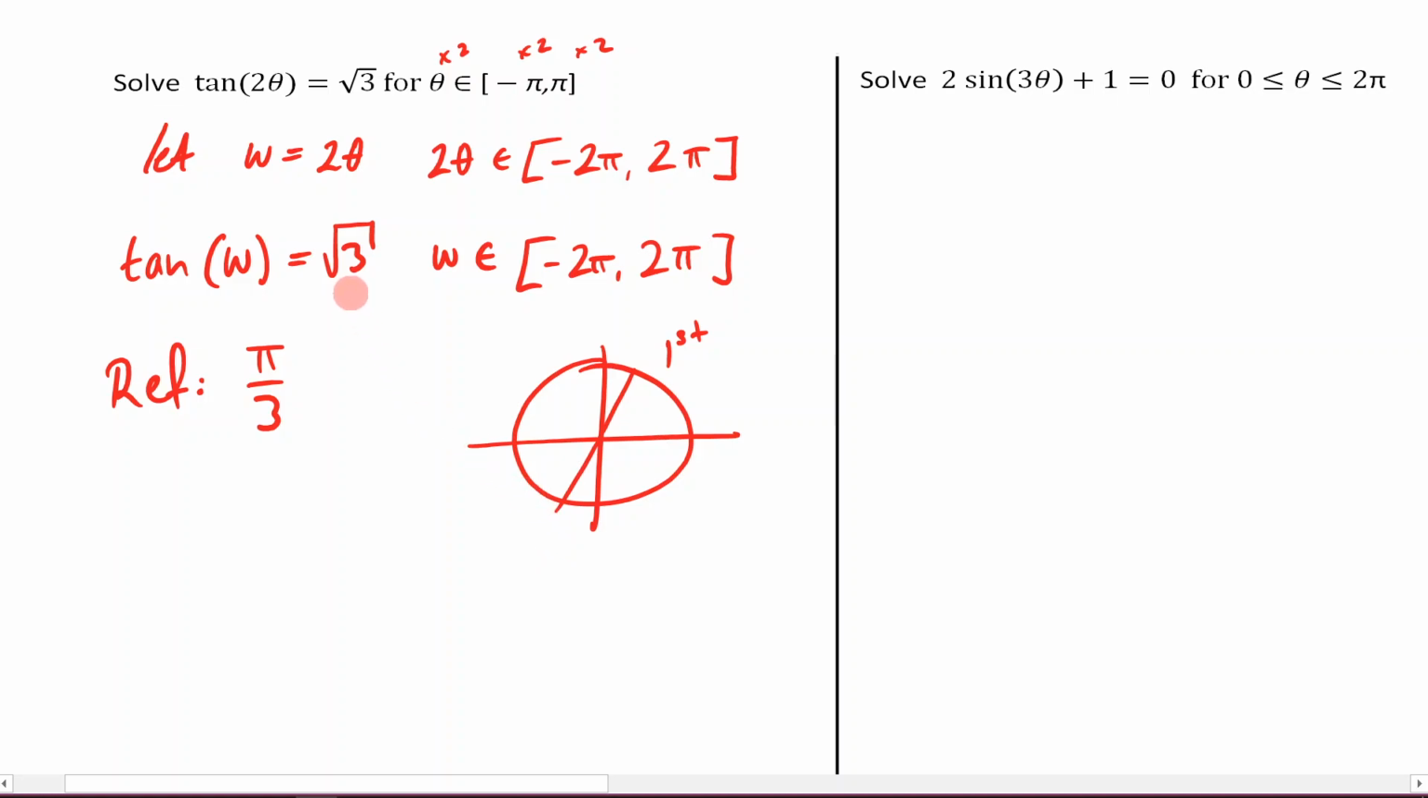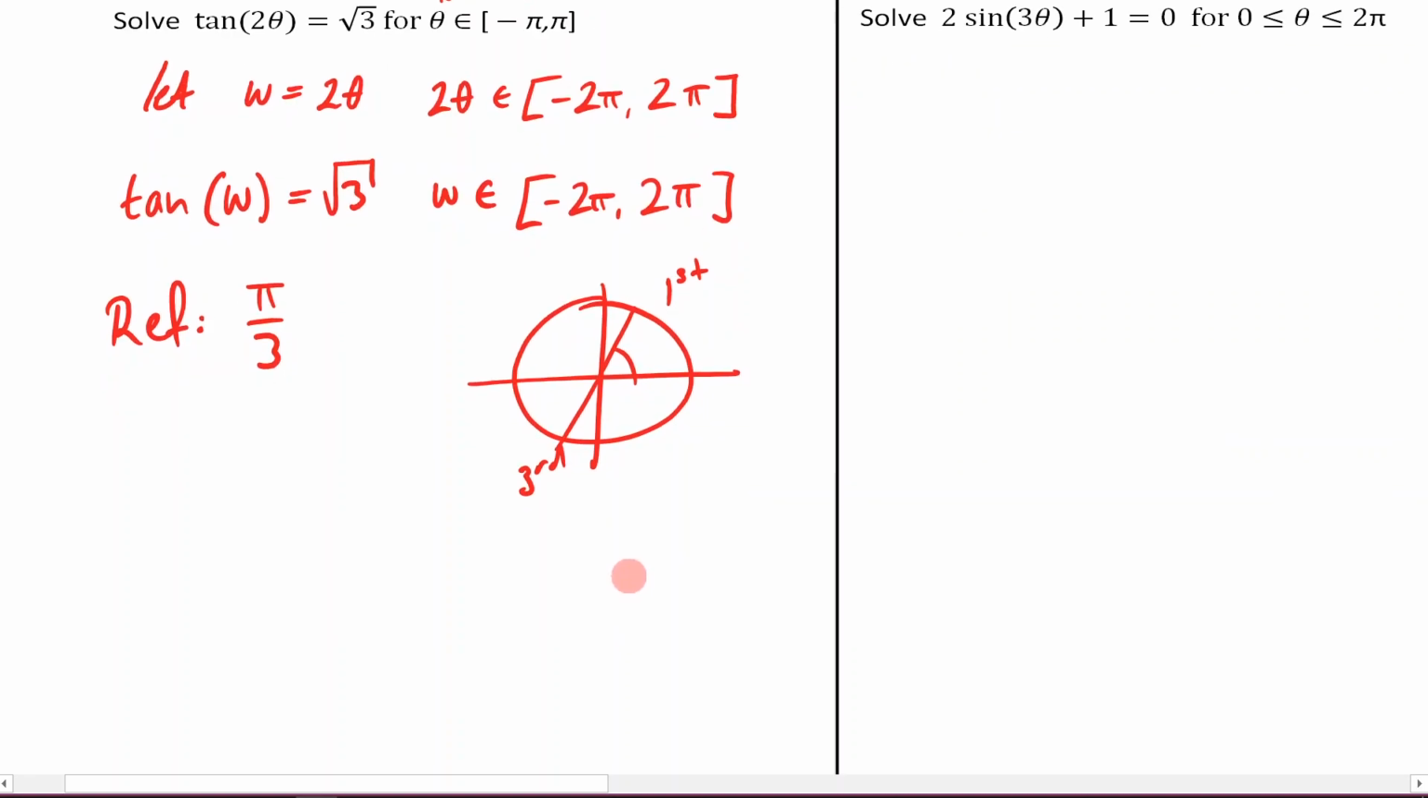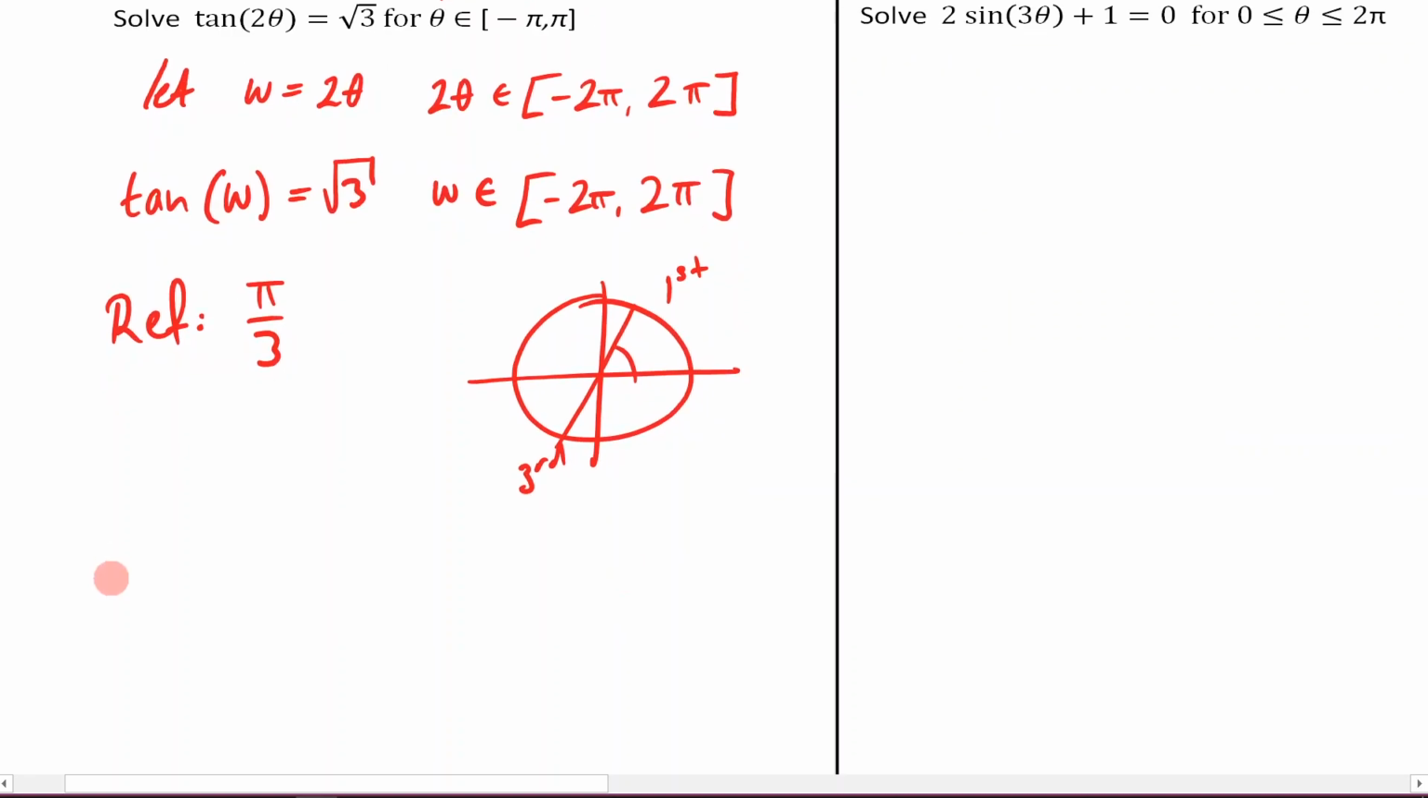So yeah, tangent, sorry, let me say that again. Tangent of the square root of 3 is going to happen here, and it's going to happen in my third quadrant. So I'm going to get the output of square root of 3 for tan in two places, in the first and third quadrant. So my reference is pi on 3, because in my first quadrant I know that's going to be pi on 3. And then once I've done that, now I need to figure out what w is going to be.